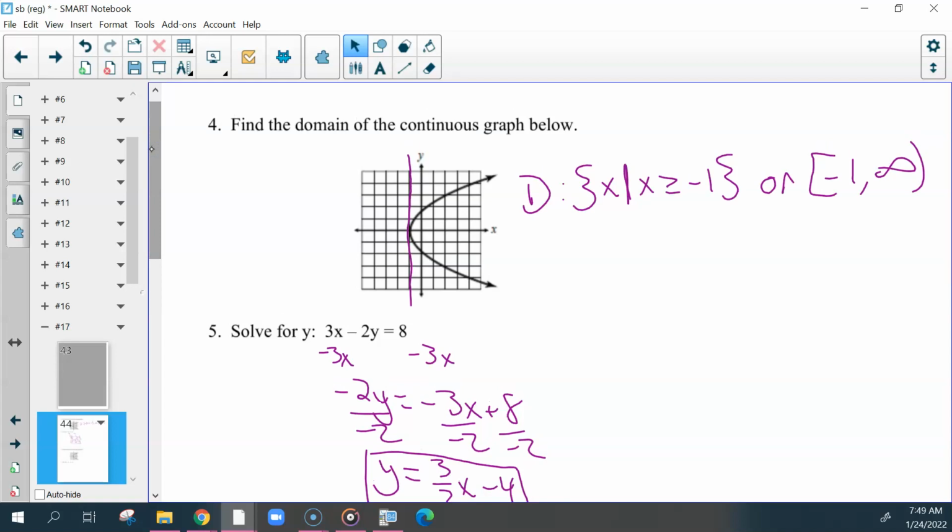For number 4, you only needed to find the domain, so you could have written that using set builder notation or interval notation. So it starts at -1 and it keeps going to the right, so that would be everything greater than or equal to -1, or -1 to infinity.